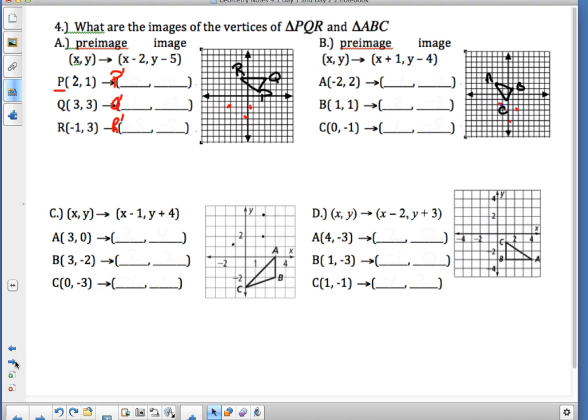Now, with that, here it is. I have an original shape, and I want you guys to graph PQR: (2, 1), (3, 3), (-1, 3). Go ahead and graph it on the axis.